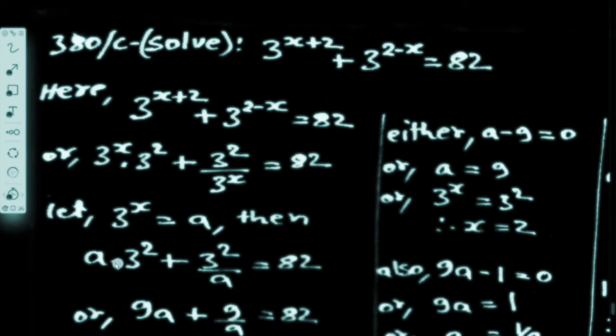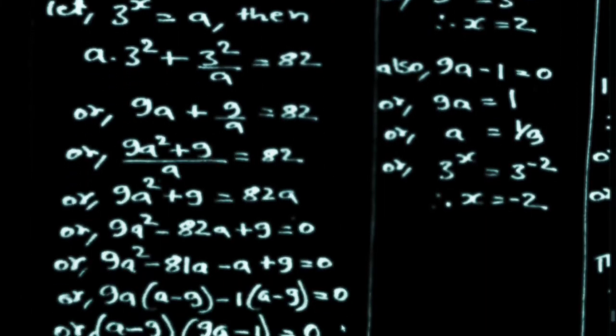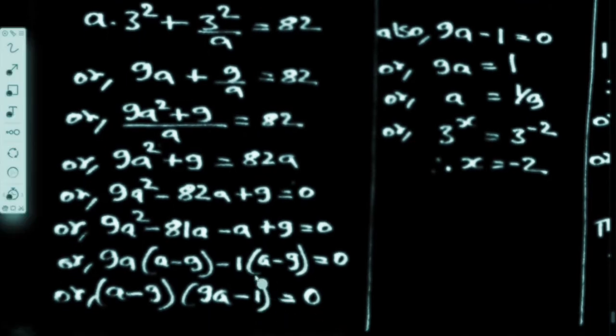Here 3 power 2 means 9, so 9a plus 3 square, which means 9, by a equal 82. Again, a into 3 power 2 plus 3 square by a equal 82, so 9a plus 9 by a equal 82.